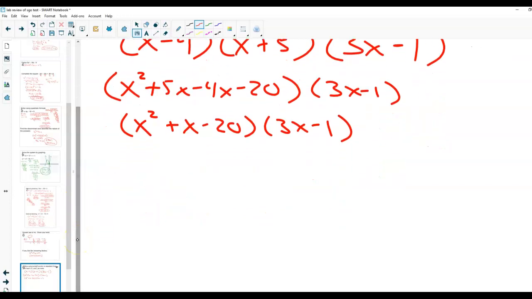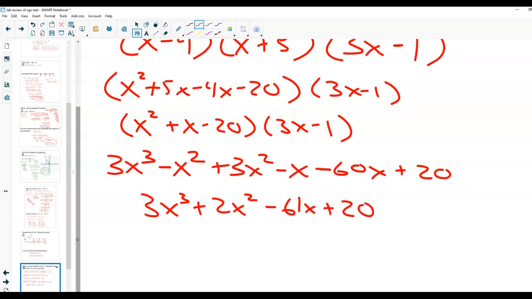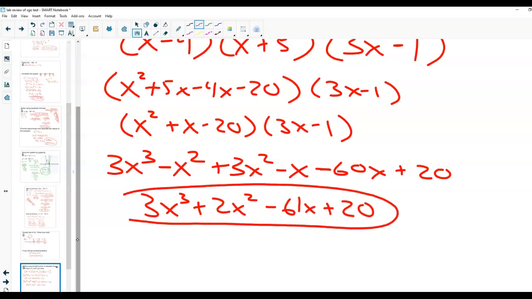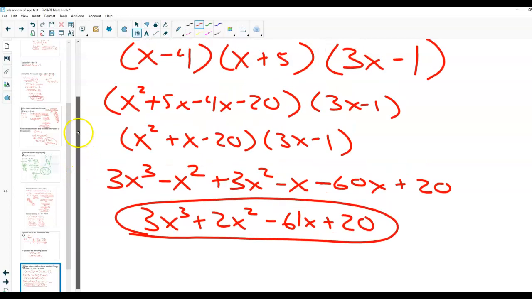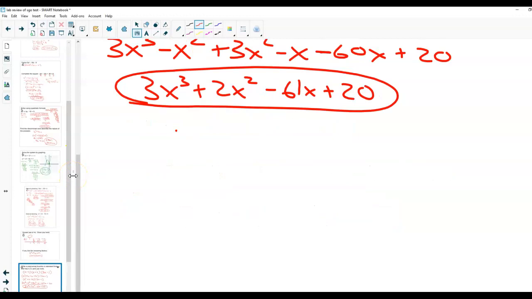And we're going to just distribute: 3x cubed minus x squared plus 3x squared minus x minus 60x plus 20. And we combine our like terms. 3x cubed plus 2x squared minus 61x plus 20. And there's your answer. If you want to do a quick check of it, take one of your zeros, I'll use 4 in this case, and do synthetic division. You should end up with a 0.